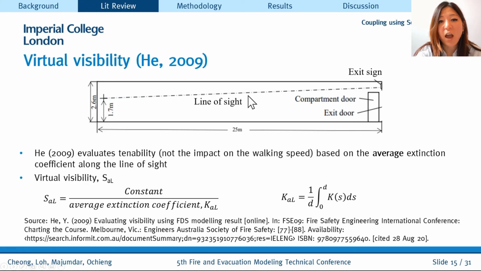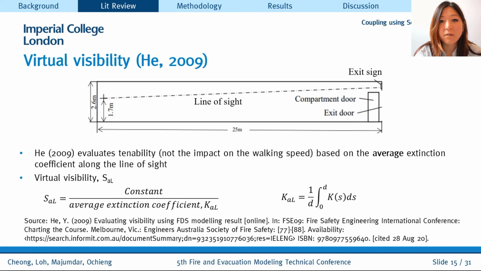He calculates the average extinction coefficient along the line of sight to measure the tenability. However, we believe averaging the extinction coefficient can lower the resulting evaluated extinction coefficient compared to when using the local value.